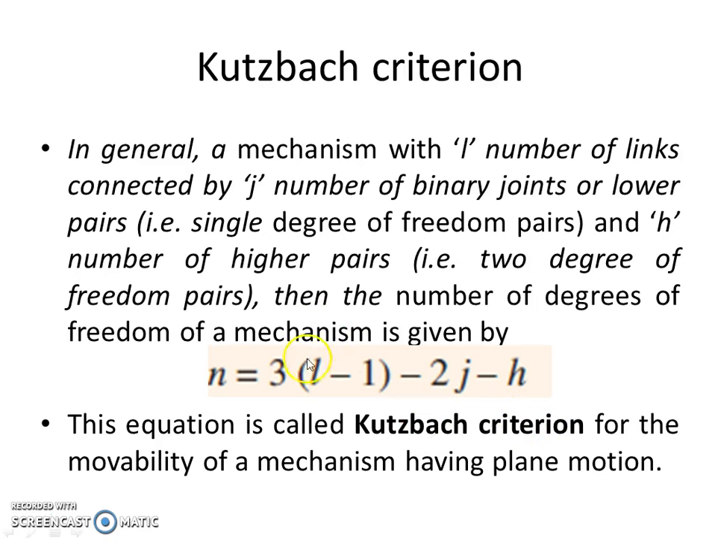By knowing the types of links, types of joints and types of pairs, that is, lower pair or higher pair, whether it is a ternary joint or binary joint, we are going to calculate the mobility of the mechanism.